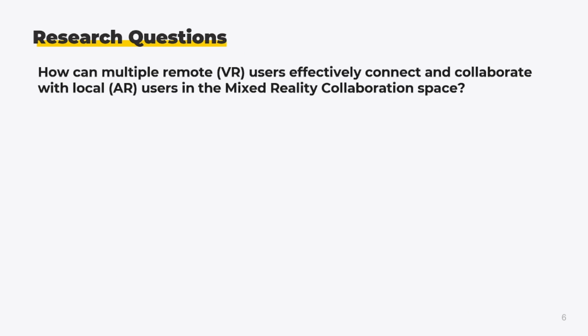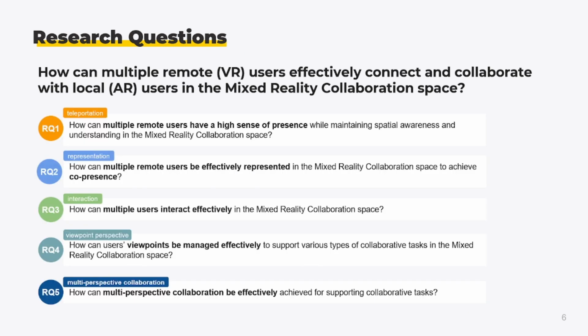Then, I broke it down into 5 key aspects. 1. Teleportation. How can multiple remote users achieve a high sense of presence? 2. Representation. How can multiple remote users be effectively represented? 3. Interaction. How can they interact effectively? 4. Viewpoint perspective. How can their viewpoint be managed effectively? 5. Multi-perspective collaboration. How can multi-perspective collaboration be achieved efficiently?